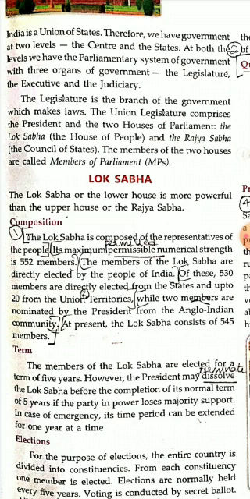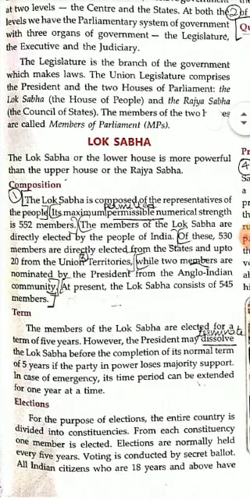At present, the Lok Sabha consists of 545 members. Today we have 545 members in the Lok Sabha. So this is about the composition of the Lok Sabha. Now we'll move on to term.